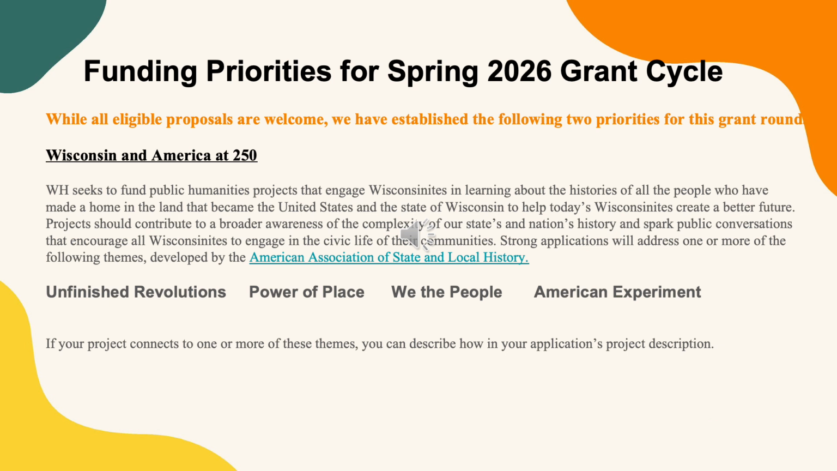Strong applications will address one or more of the following themes, which were developed by the American Association of State and Local History. We have a link to these themes and descriptions that really go deeper into the ideas behind them and potential project ideas at our website. So I encourage you to click on that American Association of State and Local History Field Guide to learn more about these themes. If your project does connect to one or more of these themes, you can describe how in your application's project description.